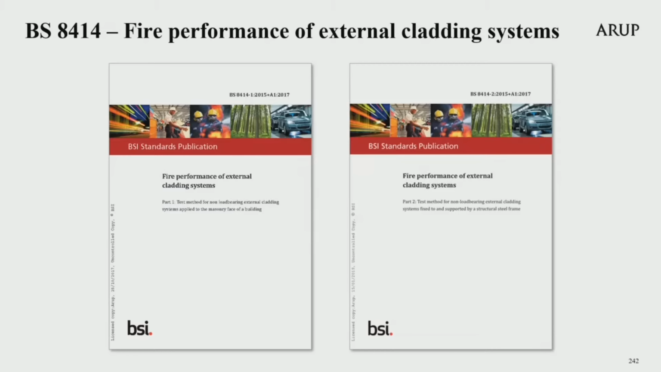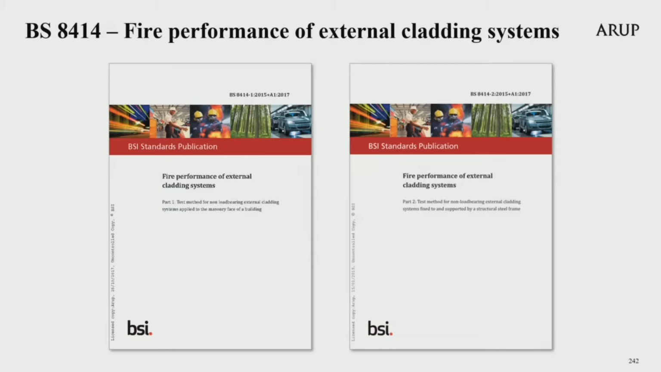Part 1, shown on the left image on the screen, is the test method for non-load bearing external cladding systems when applied to the masonry face of a building. So this scope includes rain screen overcladding systems and external wall insulation systems when applied to the face of a building.